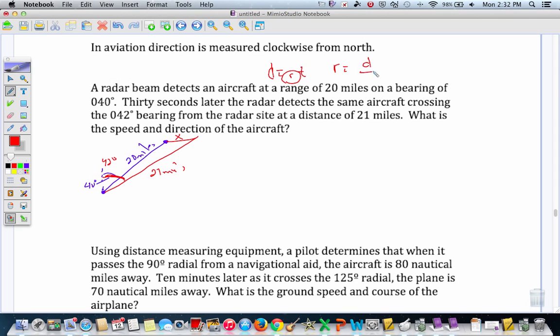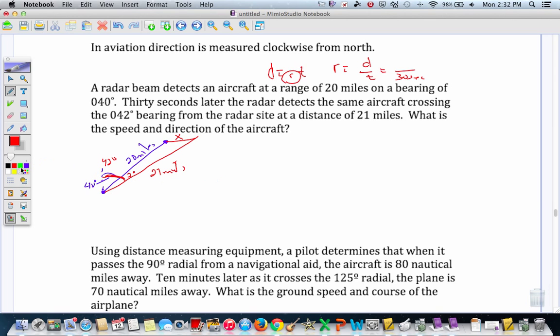Distance equals rate times time. So we could use that to find our speed or our rate. So I'll rewrite that as rate equals distance divided by time. We already have our time as being 30 seconds. So we'll come back and find our distance, or x, and plug that in there and get our speed, and maybe change that to a more manageable distance, such as miles per hour.